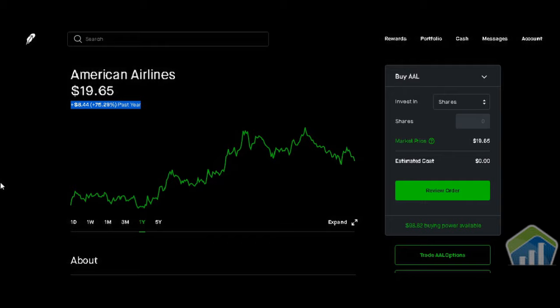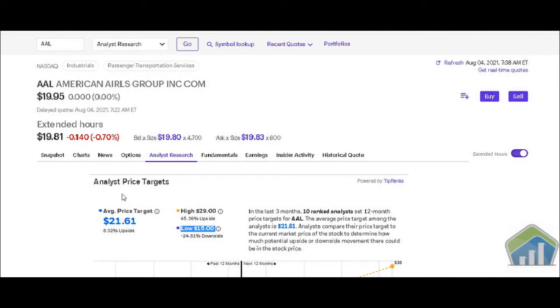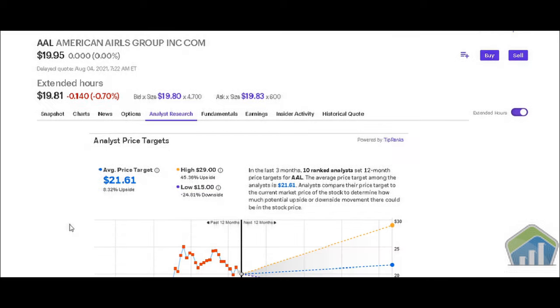75.29%. And we know that it's up like that because of the pandemic, right? Because it dropped down so low. And the 5 year chart says that we're down $15.89 or negative 44.71%, right? So what we want to do is continue to move forward over here to our E-Trade account so you can get an understanding of what analysts are saying, right?